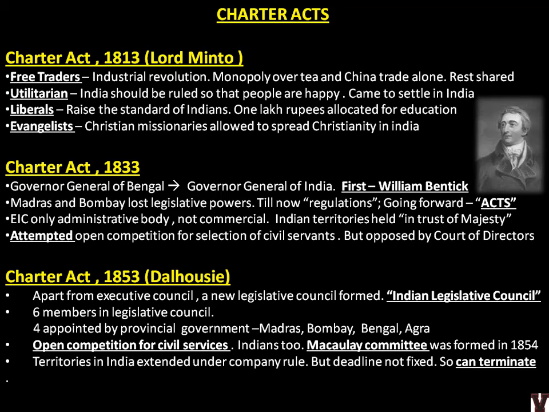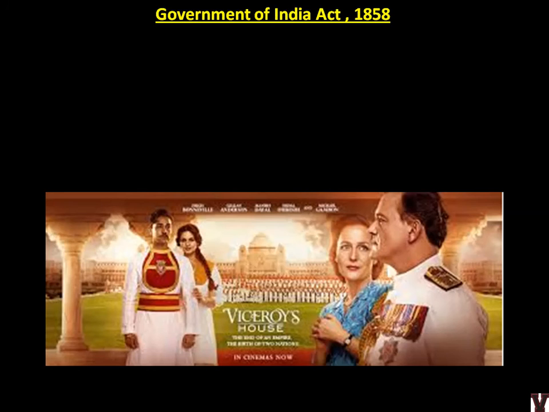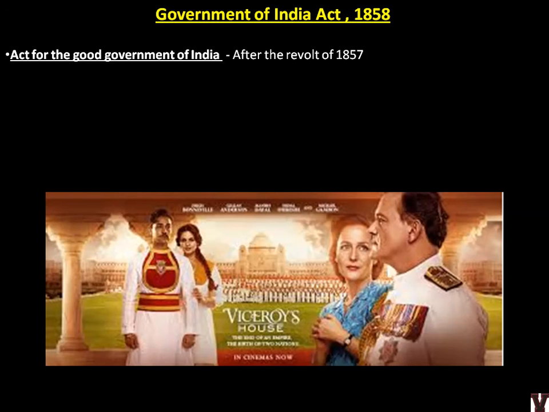The next most important fact, which is the turning point, is the Government of India Act 1858. This is a poster of a movie, The Viceroy's House, which is there in Hindi language also. This movie shows the entire timeline when Mountbatten comes into India and the Viceroy's House, the way they administered Indian territories. It is called the Act for the Good Government of India. You should know this also. This came after the revolt of 1857, which we have done in a separate chapter in detail. Please go through that and then watch this video.